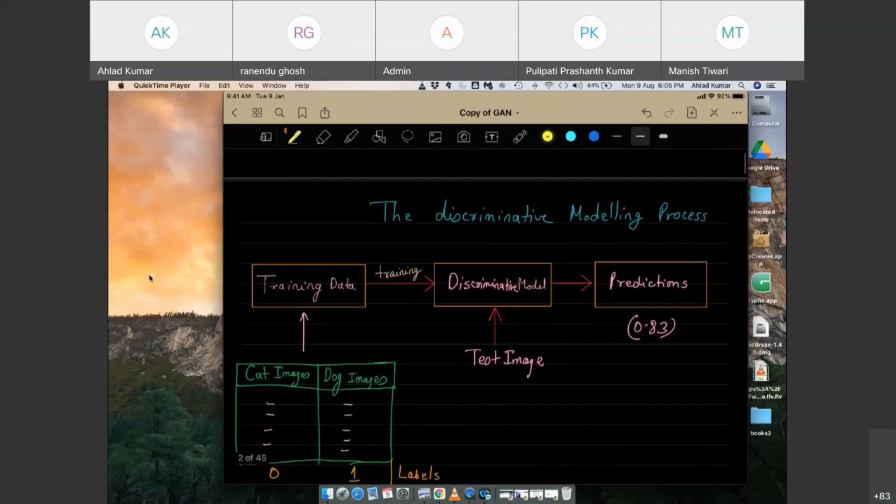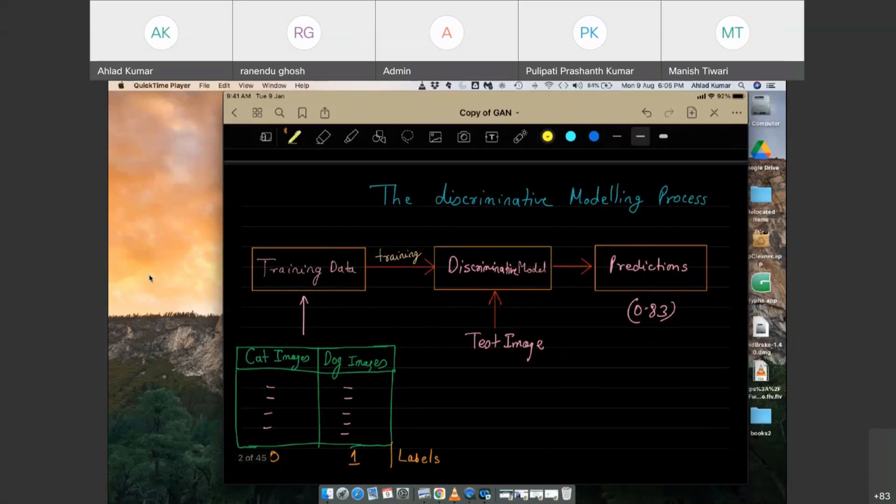Okay, let me first discuss the discriminative modeling process, which is quite common. I think most of the audience must be aware of this, but let me discuss a bit of it so that we can contrast it with the generative modeling process. Here we have a set of training data. Let us say I am discussing a problem of cat versus dog image classification. Here we have cat images and dog images, and labels corresponding to them: 0 for cat images and 1 for dog images.